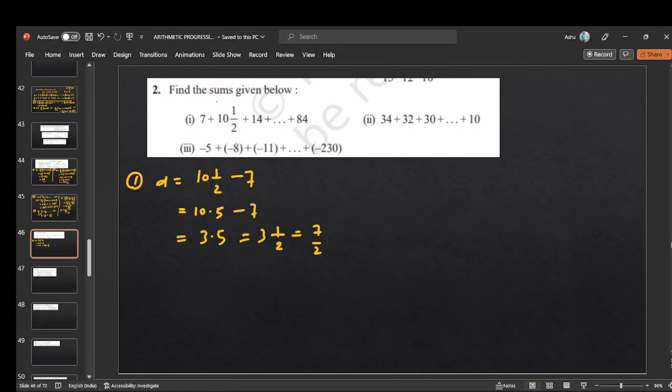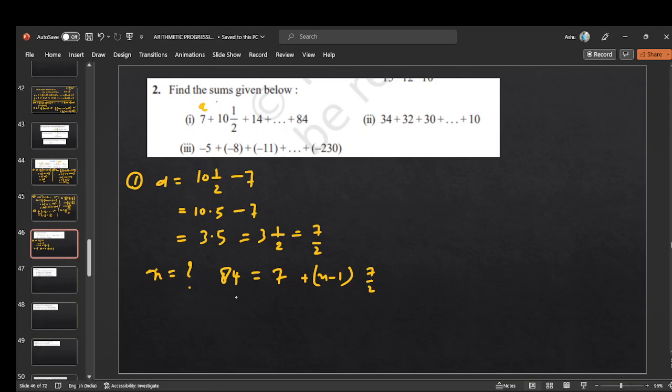Then we should know the information about n. Then what will be the value of n? So here the nth term is given. So 84 will be equal to a plus, a is the first term, a is 7, a plus n minus 1 into d. D is 7 by 2. Clear?